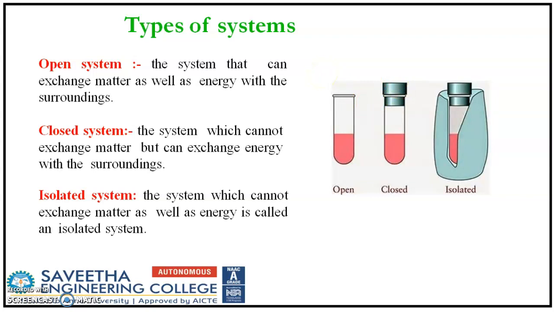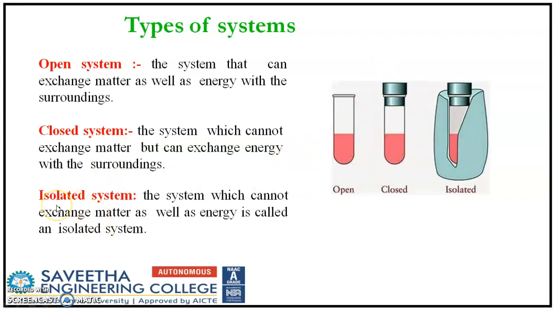And coming to the closed system, it is a system which cannot exchange matter but can exchange energy with the surroundings. See, the same mom is giving a cup of coffee and she closed it with a lid or with a small plate. That is an example of a closed system. Here the aroma can't exchange, but the heat energy can exchange with the surroundings. So that is an example of a closed system.